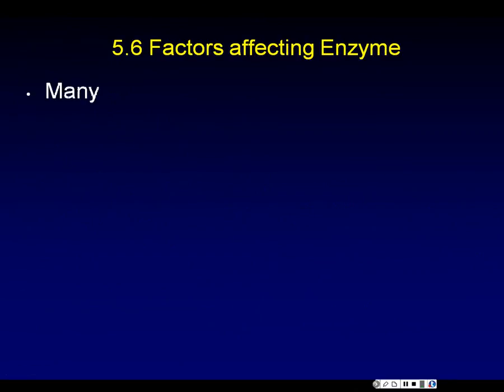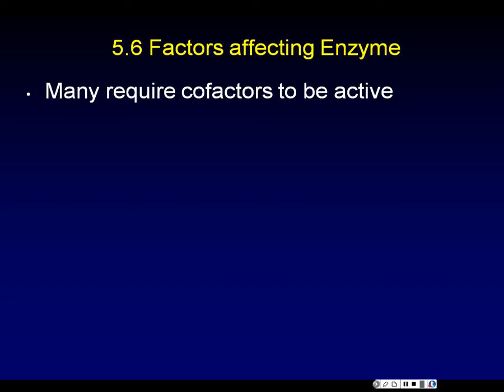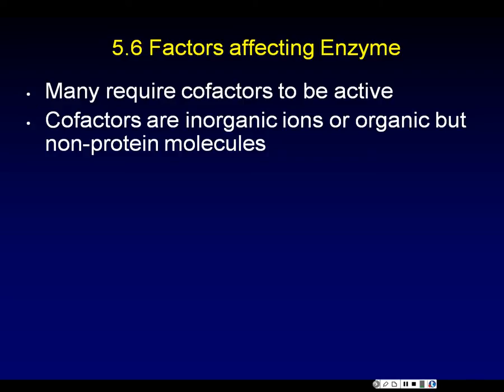Factors that affect enzymes. It says many need cofactors in order to be active. When we looked at hemoglobin a while back, we said in order for hemoglobin to be active, it needed what? Iron, absolutely. So the cofactors can come in two forms. They may be coenzymes or apoenzymes, okay? And they are usually organic but non-protein. So they're inorganic ions or these organic but non-protein molecules.